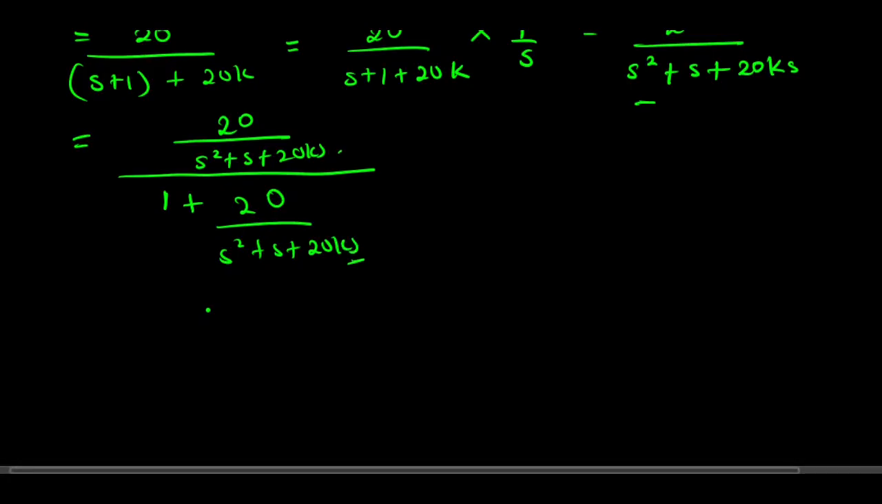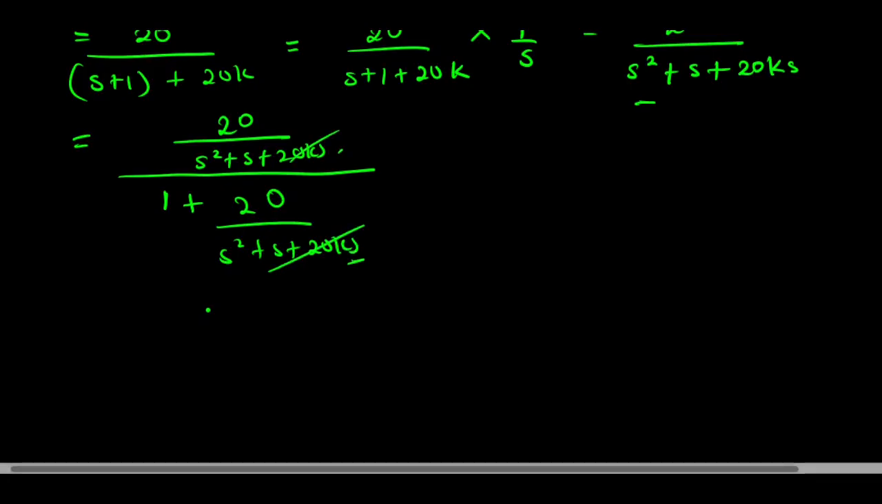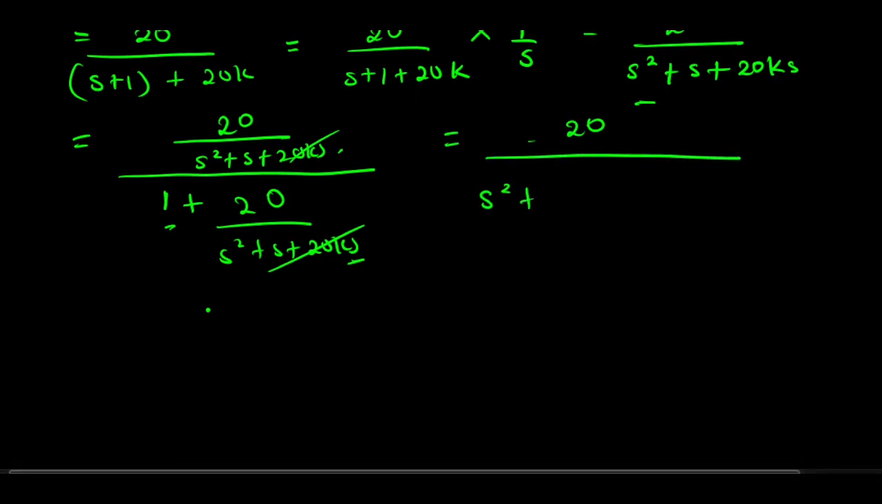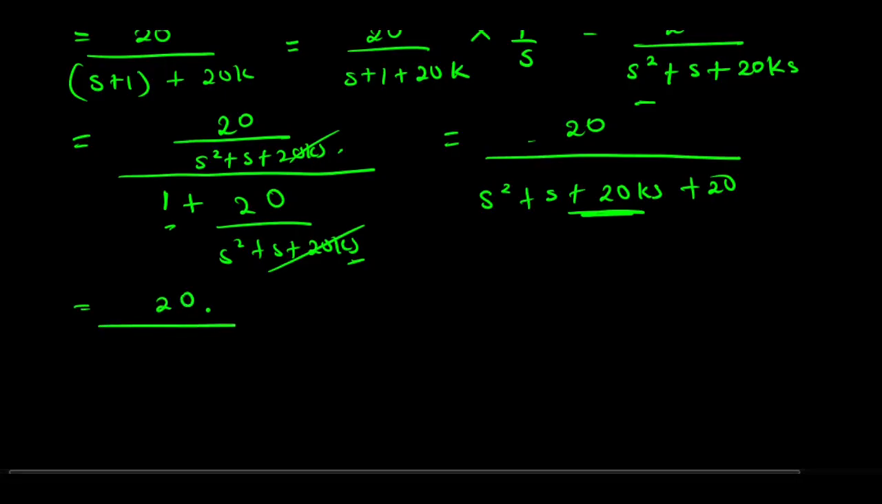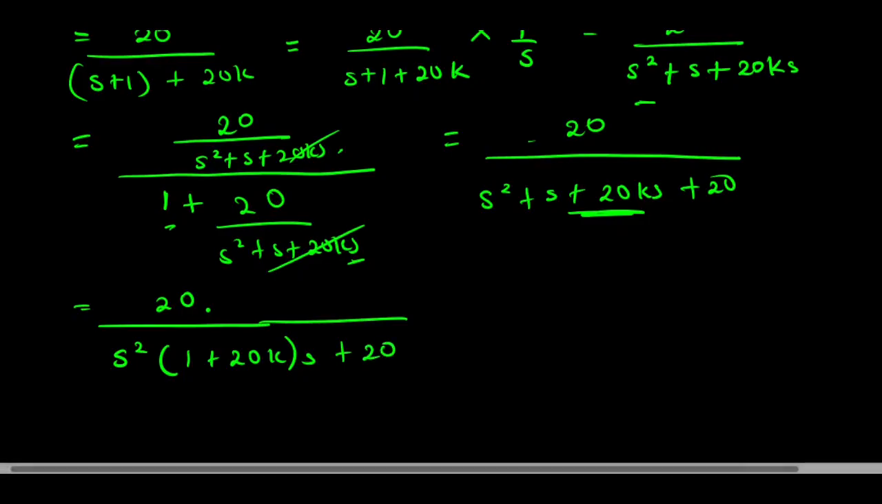Multiply both sides by the denominator, it cancels here, leaving you with only this. So it will be 20 all over s squared plus s plus 20k s plus 20. We can factorize this. That will give us 20 over s squared plus s times 1 plus 20k, plus 20. We factorize s because that's a common factor. And remember, this now takes the same form.